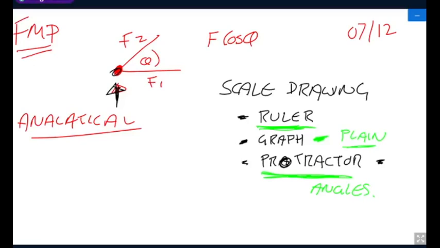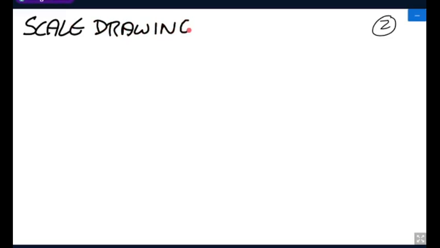Right, we'll just go back over something we would have done last year, page 2. So, scale drawing. Because we can draw forces, say 10 kilonewtons, as a scale. We'll just go over what we did last year. Start off nice and easy.